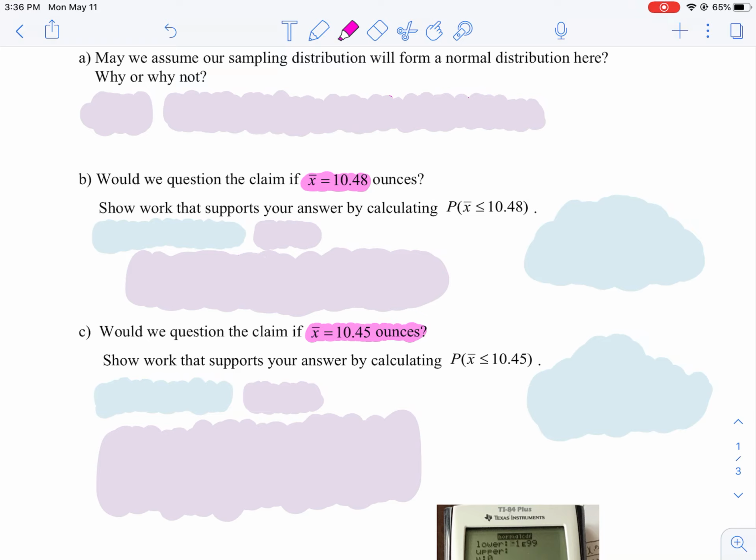What's the probability of getting a sample with 10.48 ounces if the true mean is 10.5? If there's a very, very low percentage of that, then we would question the manufacturer's original claim. That very, very low percentage we look for is 0.05. If the probability of getting a sample mean is less than 0.05 given a population mean, then we would say that's a low enough probability that we would question their claim. All right, we're going to come back to that.